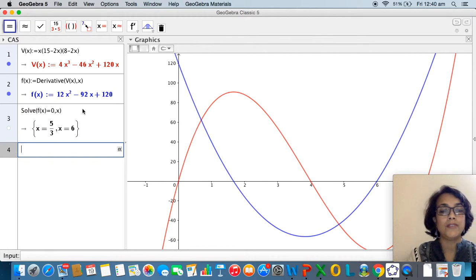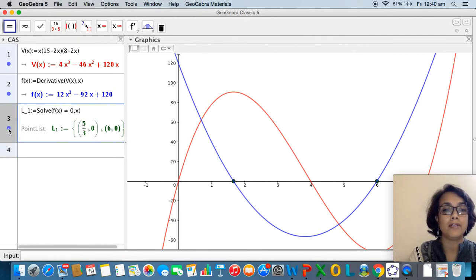Interesting. So it gives us the values of x as 5 by 3 and 6. So this point is approximately 5 by 3 and this point is 6. These are the 2 points where the graph cuts the axis of x. And now I'm going to identify, notice that if I click on this, it gets converted to 2-point coordinates on the x-axis and the coordinates are also marked.